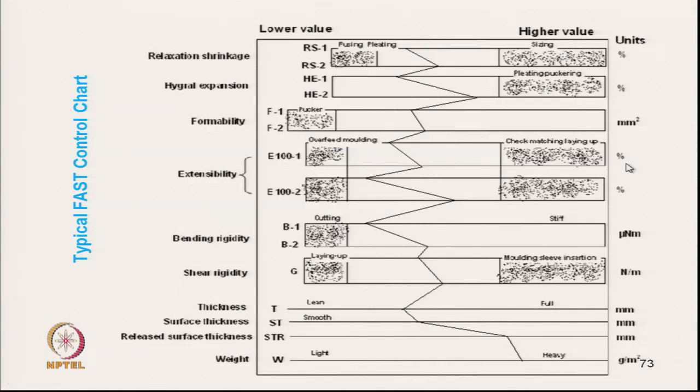Another plot shows a fabric that is perfect, which will not give any problem during the process. This is the ideal fabric we should get, but here if we see the thickness, there is one problem. It shows the surface thickness is a lower value as compared to the release surface thickness STR, which is very high.